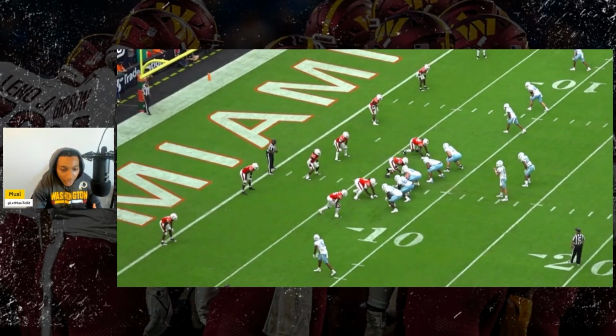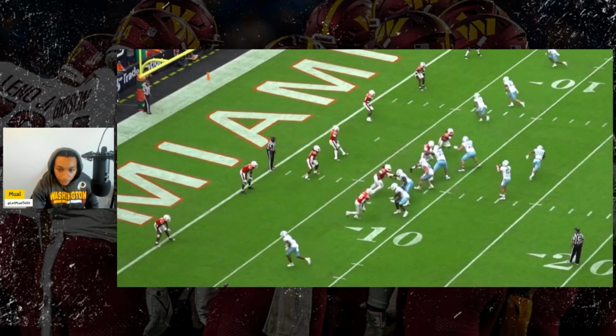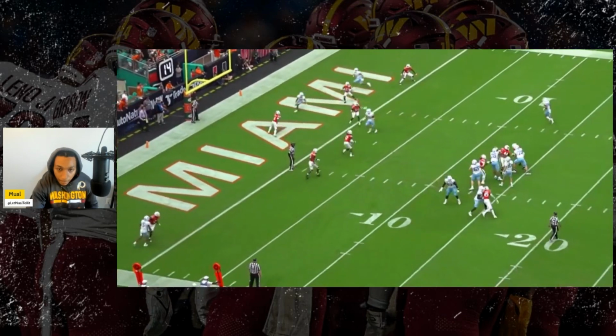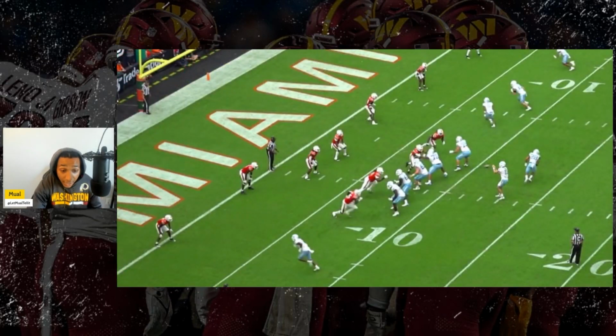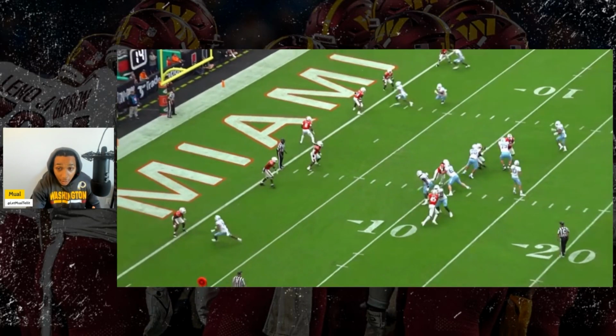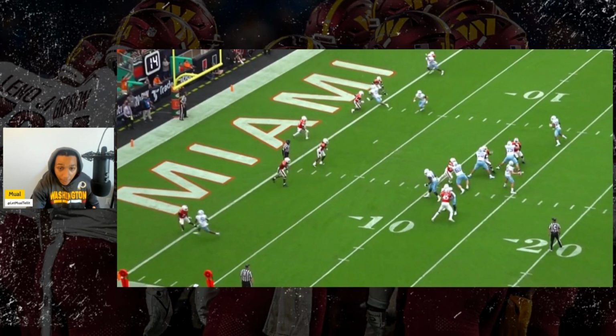All right, here we go. Another instance in the red zone with the Tar Heels, 3rd and 5 situation, right? Almost picked off. But again, if we're talking about 3rd and 5 and you need 5 yards, look at your running back right here, right?